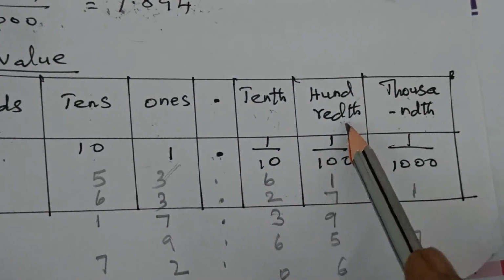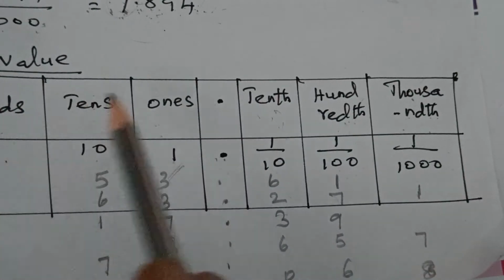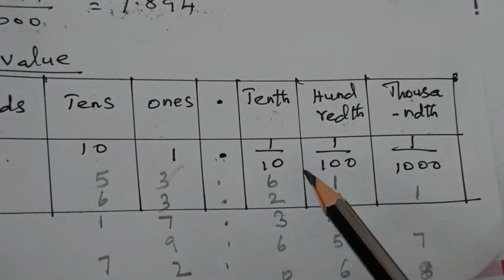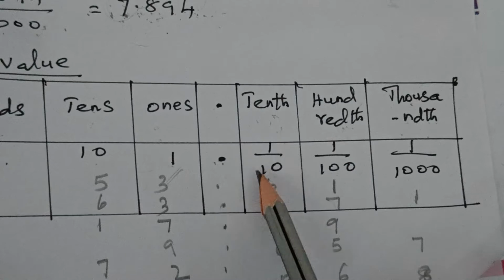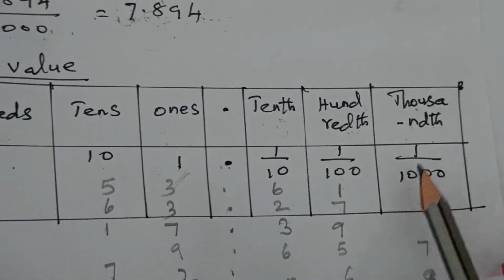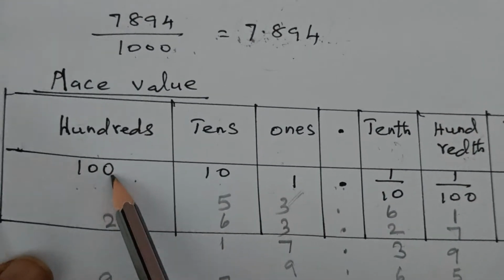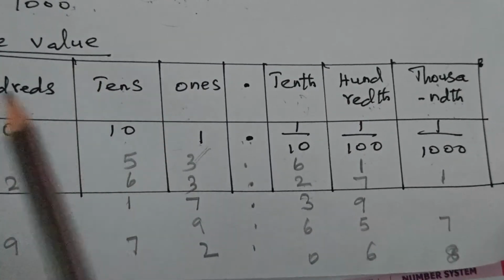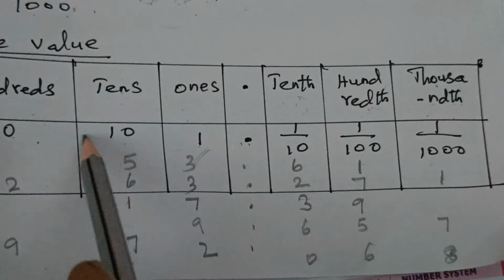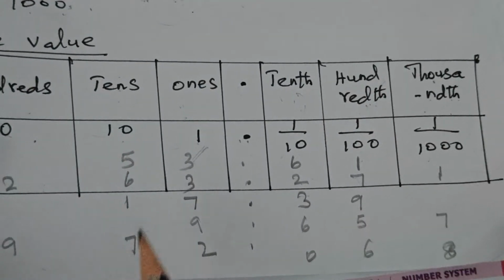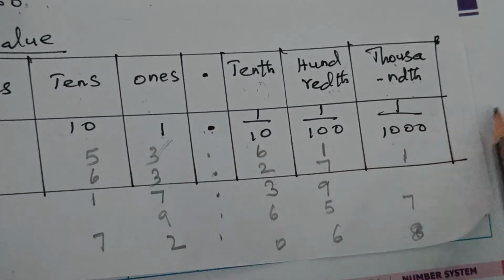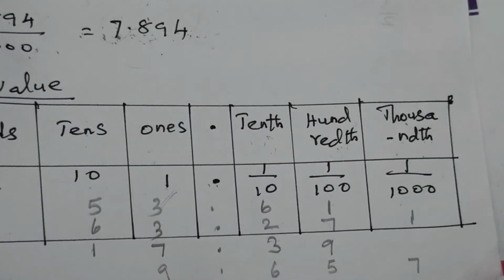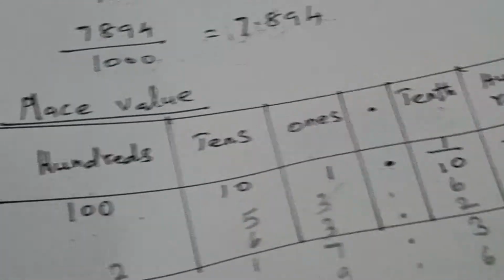It is 1 by 10. We multiply by 10 on the left hand side, and we divide by powers of 10 on the right hand side. See, 1 by 10, 1 by 100, 1 by 1000. On the left hand side, it is 10, and 10 into 10 is 100, and 100 into 10 is 1000. So we multiply by powers of 10 on the left hand side, and we divide by powers of 10 on the right hand side for the fractional part. This is what we are going to use here.